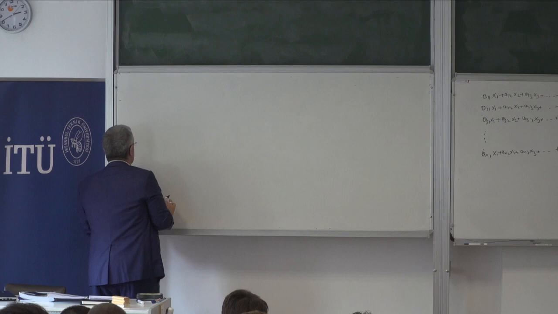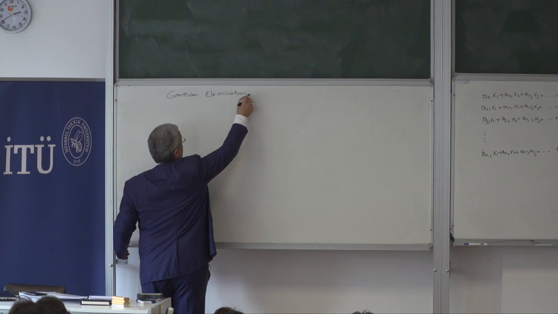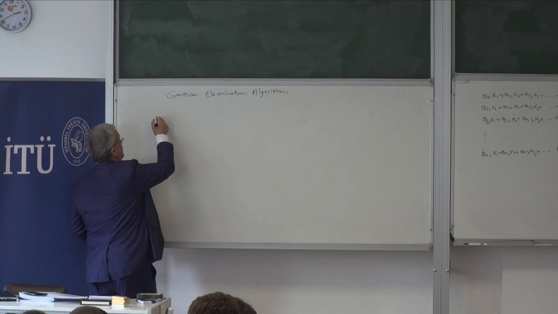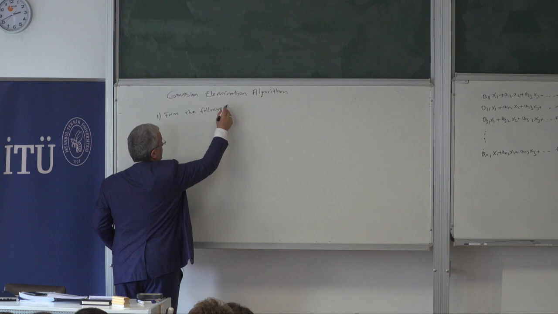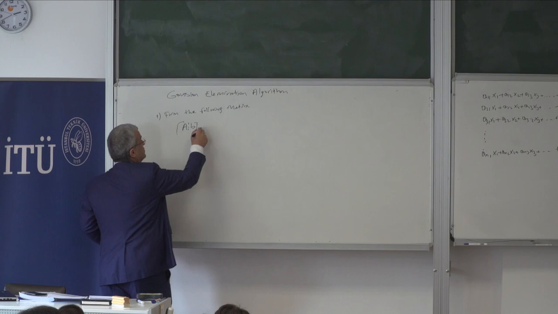So, Gaussian elimination algorithm. We illustrated it with examples. Now we are writing it in the general form. Okay? Step one, form the following matrix, A and B put together, okay?